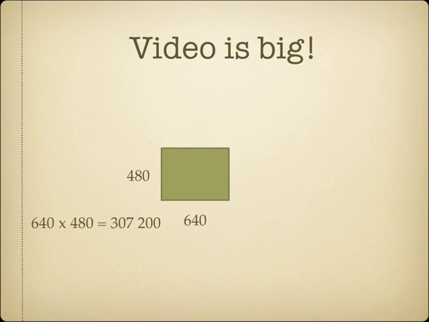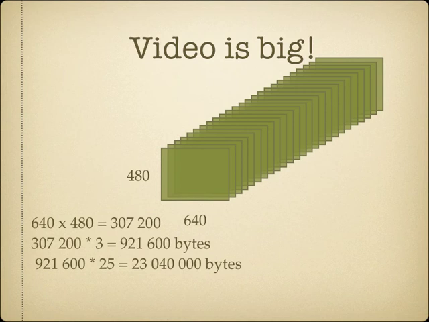So that would be, whatever, 307,000 pixels, if I'm not mistaken. If you've got 3 bytes per pixel, you're talking that many bytes per frame. And if you've got 25 of those a second, now you're up to something like 23-ish megabytes per second.